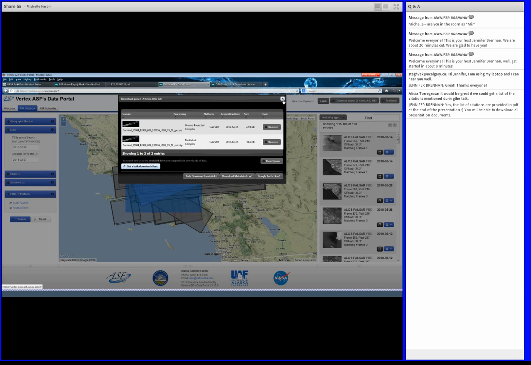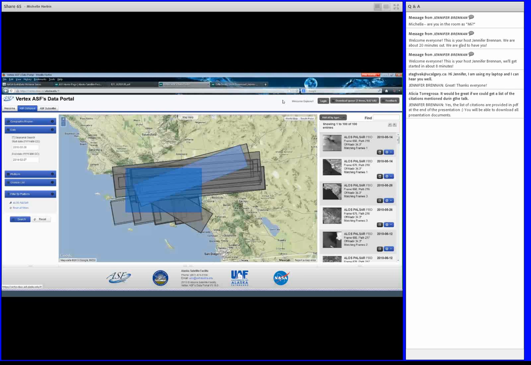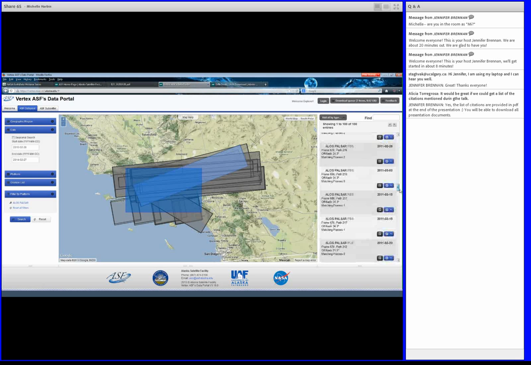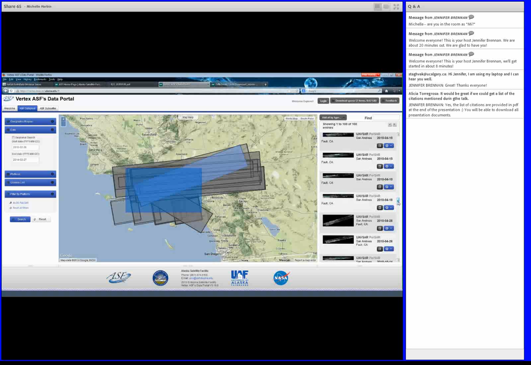So I'm going to close that because, as we can see, my search has returned, and this time I have more, and I also have ALOS. So as I scroll, you'll see ALOS, but if I go all the way to the bottom, there's all those UAVSARs that I had found before.